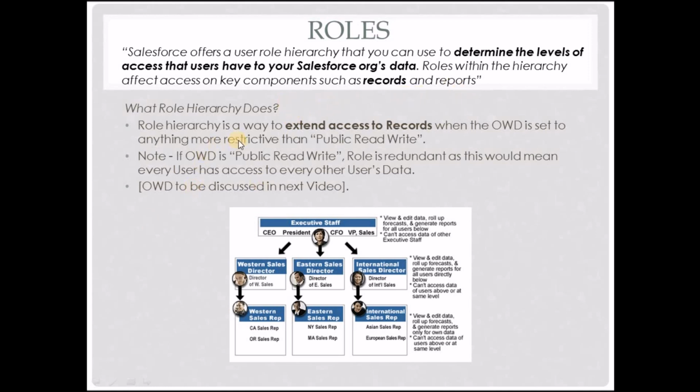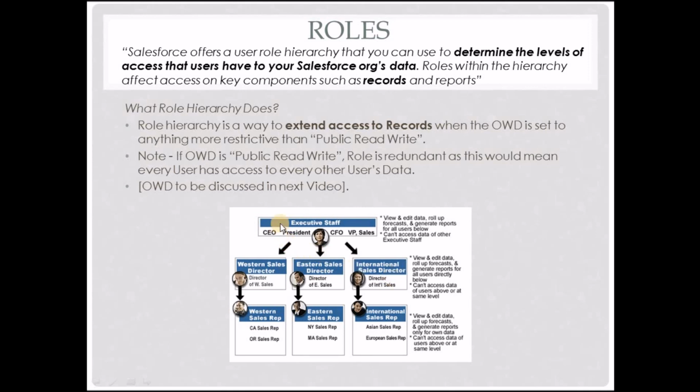So what does role hierarchy do? It extends the access to records that the organization-wide default has set. That is, if the organization-wide default is anything which is more restrictive than public read-write, then role hierarchy extends the access to these records based on if the role is in a higher hierarchy compared to the other roles.